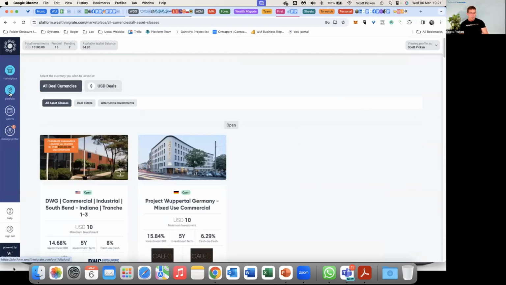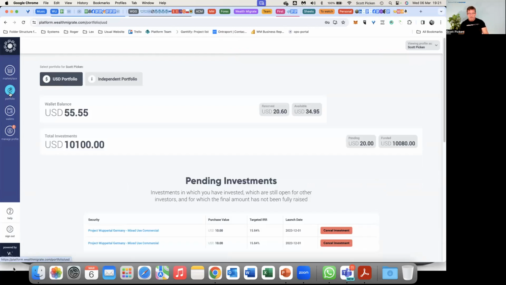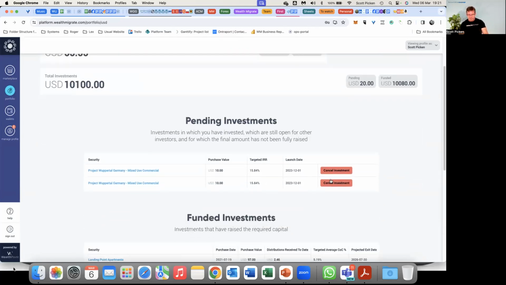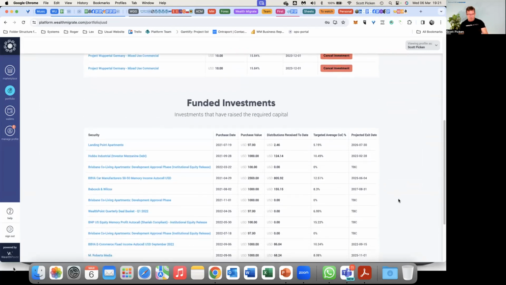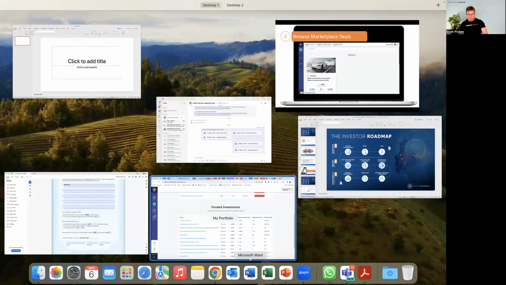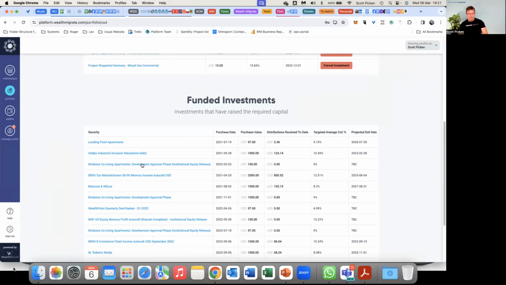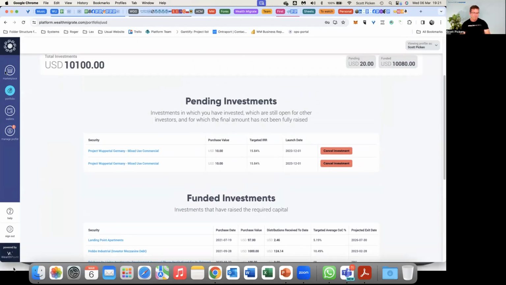But now it's time. Oh, and if I want to go to my portfolio, I can go in, I can see my pending investments. And I can also go in and I can see all my different investments. I can see what I purchased them for, the value, the distributions, the target, cash on cash, the project X, it's all there for me.